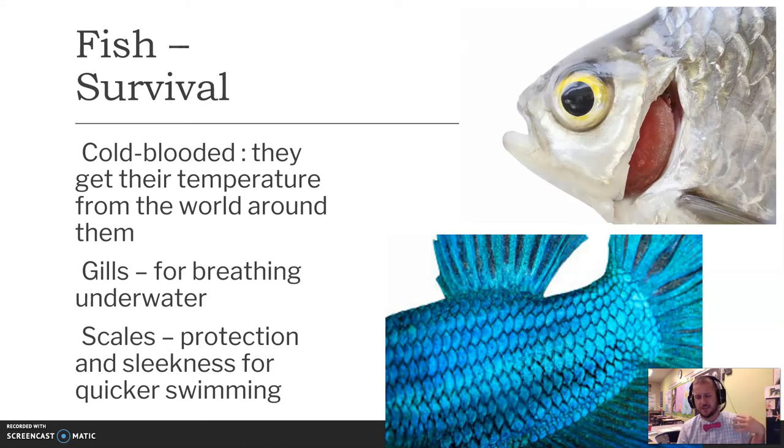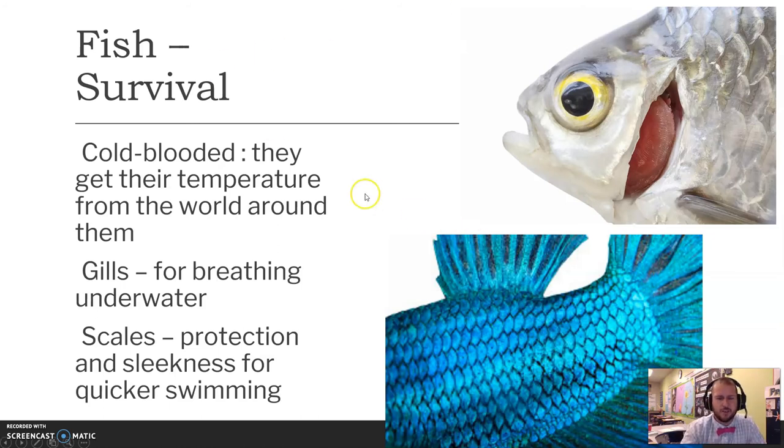Fish also have gills rather than lungs. Lungs are created to get oxygen from the air. Fish have gills because the gills are able to pull oxygen out of the water. So they're still able to breathe even though they can't get to the air. And then one of the final things that all fish have is scales. In part, the scales are there to help protect their skin. But the scales also help create this sleekness to them. So as they're swimming through the water, they're a lot quicker. This allows them to avoid predators and dart in various ways.